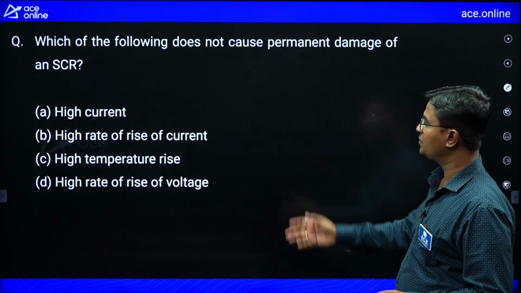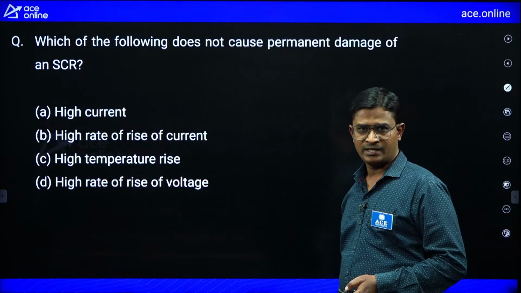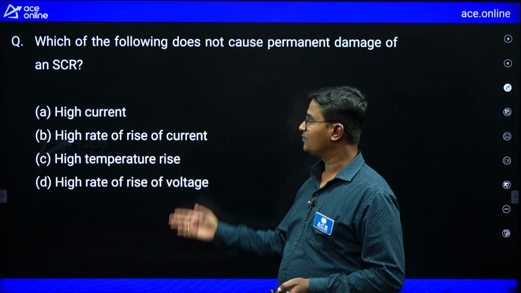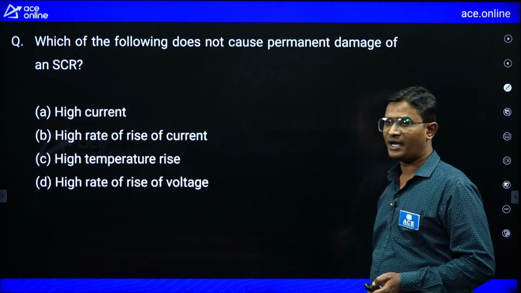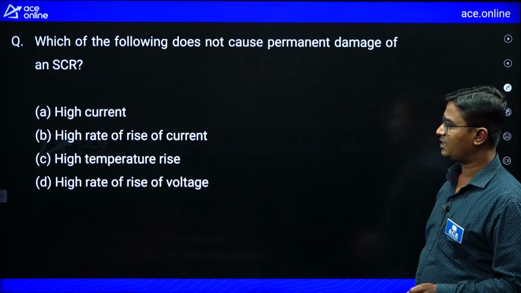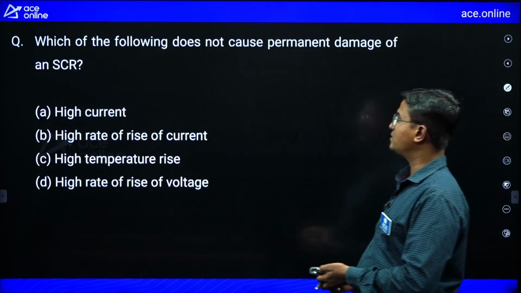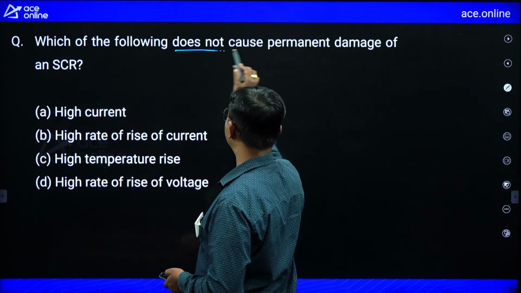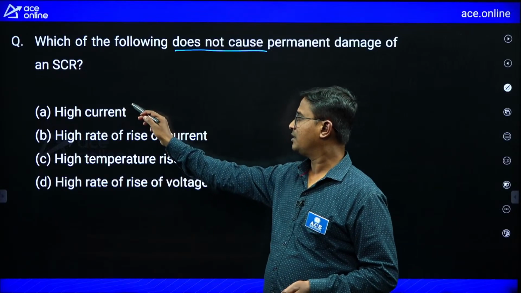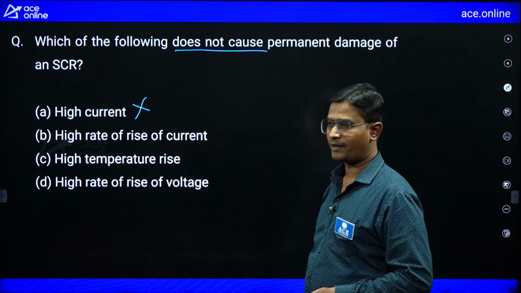Next, which of the following does not cause permanent damage to an SCR? Yes, during our classroom sessions we have discussed this question. Which of the following does not cause the permanent damage to an SCR? High current, high rate of rise of current, high temperature rise, and high rate of rise of voltage. Does not cause. So high current will definitely cause the permanent damage. So this is not the correct answer, right?